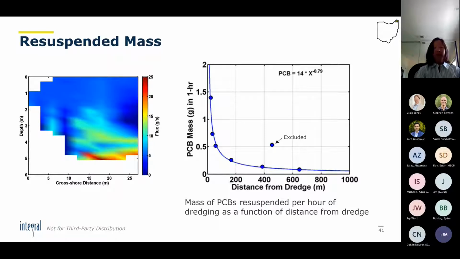We were able to fit a power law regression to those data to estimate the mass of PCB residuals per hour of dredge operations as a function of distance from dredging. So from the sets of group transecting data, we could develop a predictive relationship of PCB concentrations as a function of distance from dredge that could be used to inform management of future environmental dredging operations, including monitoring and mitigation.